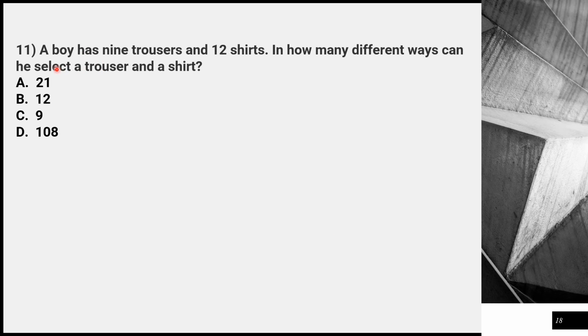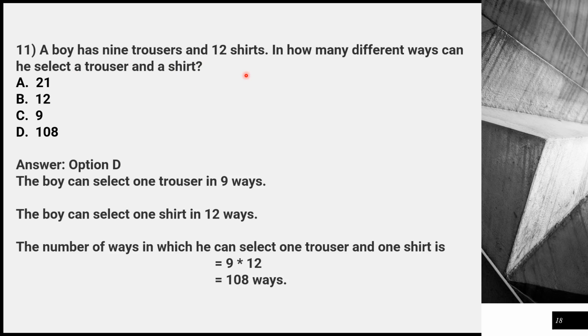So the next question is, a boy has 9 trousers and 12 shirts. In how many different ways can he select a trouser and a shirt? So this is very simple. The answer is option D.